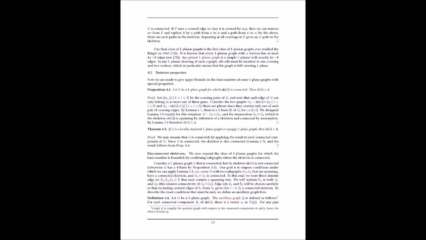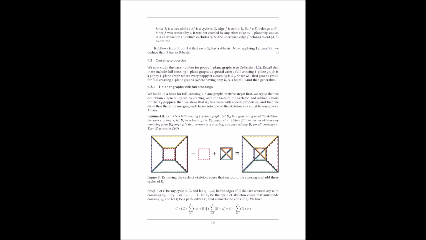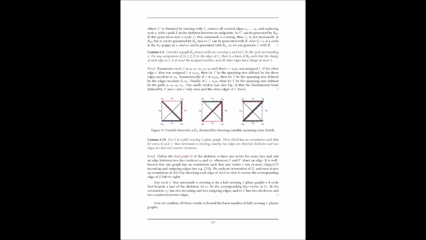So they construct these one planar graphs with unbounded basis number. And the way they do it is they start with a graph that has a large basis number. And we know that such graphs exist. And then they make sure that the maximum degree of that graph is 3. And the way they do that is if they have a vertex with degree larger than 3, they just replace it with a little tree that redistributes the connections.